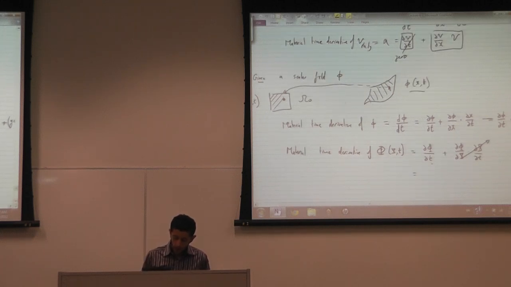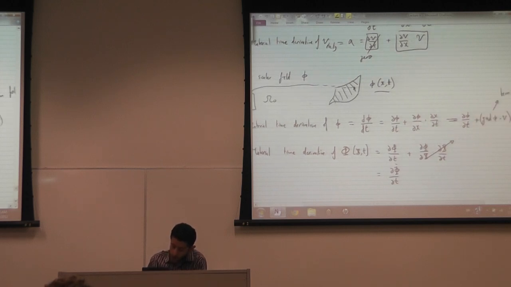And so if phi is given in terms of the original coordinates and time, then the material time derivative of phi will be partial phi by partial t. If phi is given as a function of the spatial coordinates and time, then the material time derivative is equal to partial phi by partial t plus a term due to the movement of the object. If the object is not moving in space, then partial phi by partial t gives me the rate of change. But if the particles that I'm following have a velocity that's not zero, then how this quantity changes also depends on the velocity of that particle.